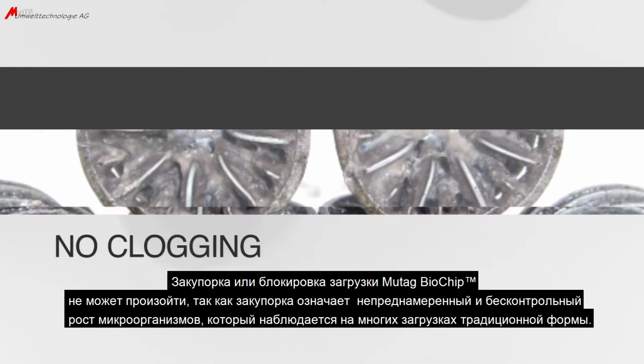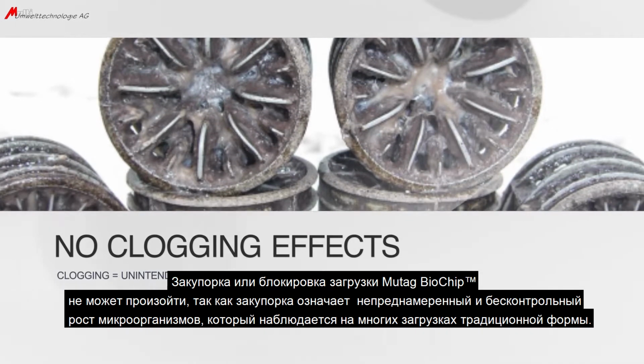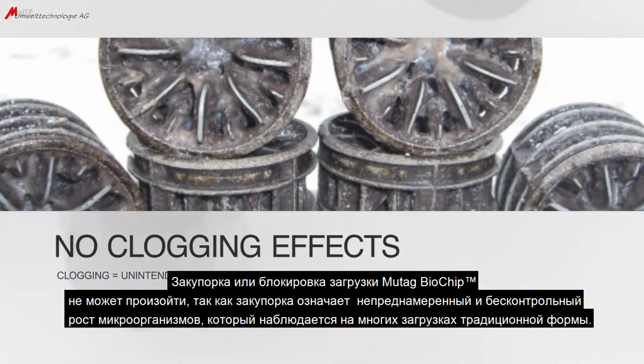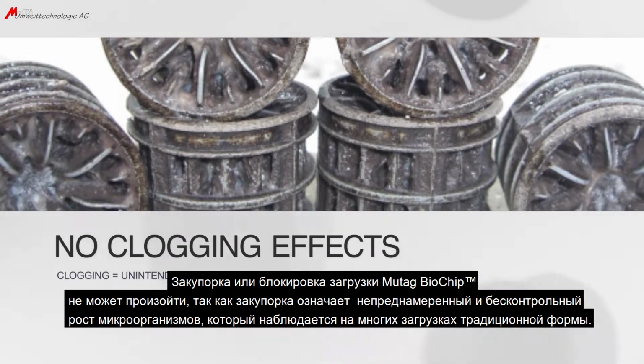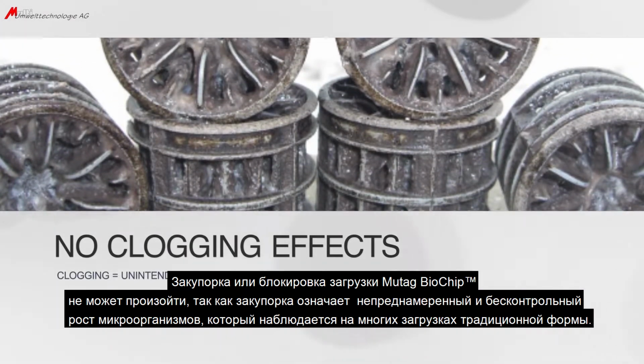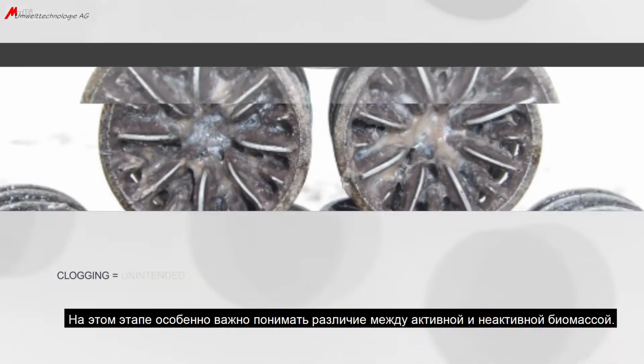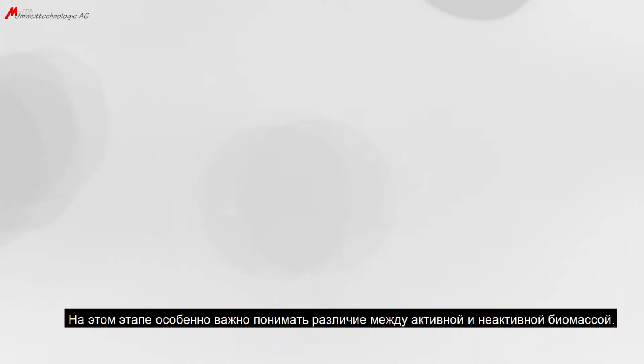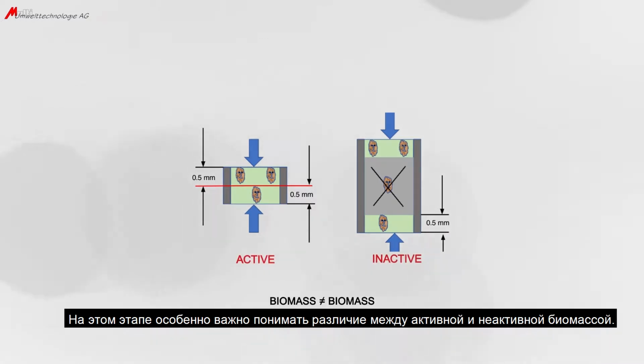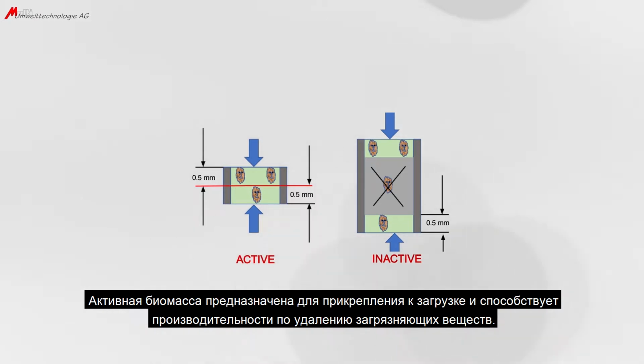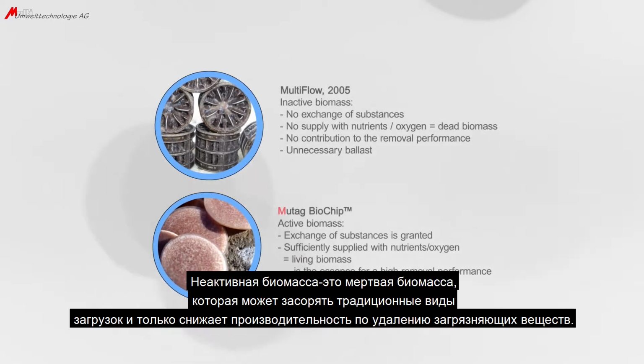A clogging or blocking of the Mutag biochip cannot occur, whereas clogging shall mean the unintended and uncontrolled growth of microorganisms, as it can be observed with many conventional tube-shaped carriers. At this point, it is of special importance to distinguish between active and inactive biomass. Active biomass is intended to be kept on the carrier and contributes to the removal performance. Inactive biomass is dead biomass, which can clog conventional carriers and only reduces the removal performance.